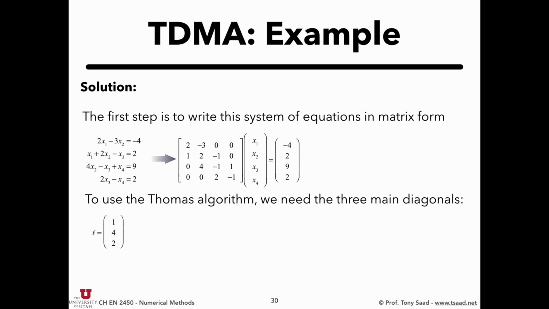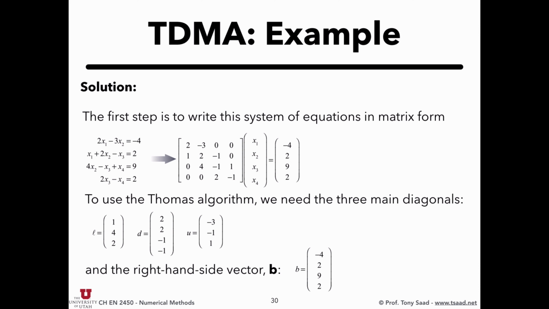It's pretty straightforward. Now to use the Thomas algorithm, we need the 3 main diagonals. L is 1, 4, 2. So L1 is 1, L2 is 4, L3 is 2. The main diagonal has 4 entries, because it's a 4 by 4 system, and the entries are 2, 2, minus 1, minus 1. So D1 is 2, D2 is 2, D3 is minus 1, D4 is minus 1. And the upper diagonal is minus 3, minus 1, minus 1. They're just the diagonal vectors. And we also need B, the right-hand side vector, which is given by minus 4, 2, 9, and 2.